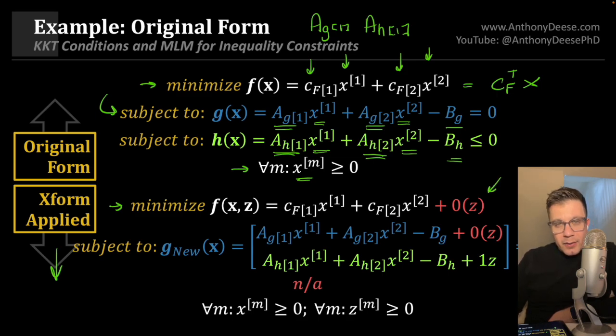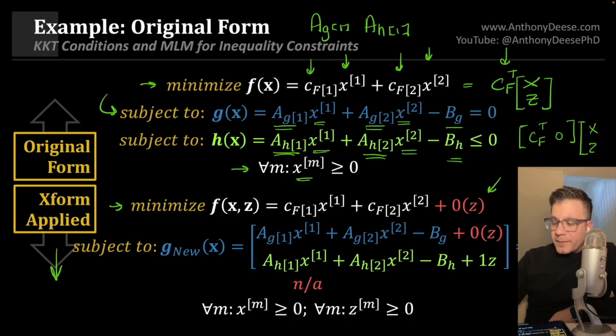We can add the 0th term at the end, right? Because what we're really doing is adding z as a decision variable. And if we're doing that, that means that this cf needs to get a little bit longer. So you end up with cf transpose, 0 times x and z. And so that's essentially what's reflected right here. We still have cf1 times x1, cf2 times x2, plus 0 times z.